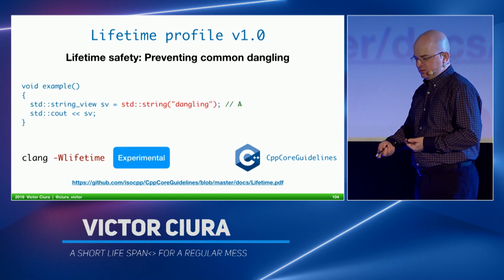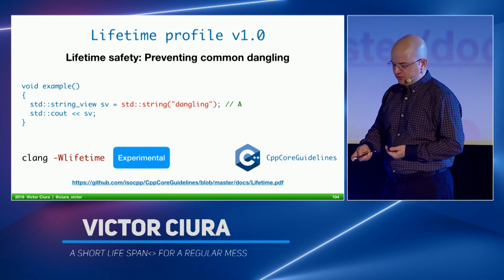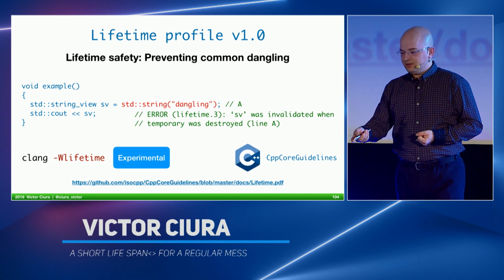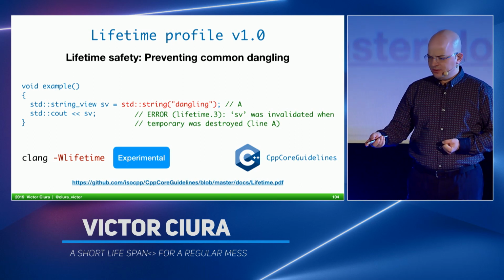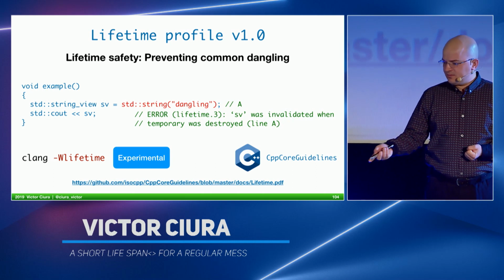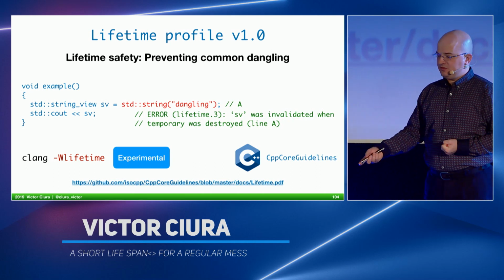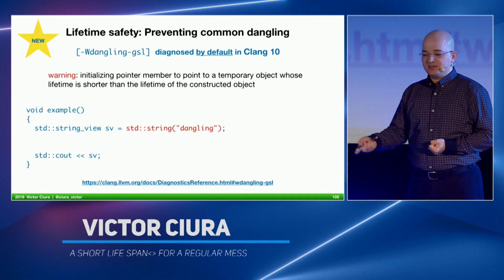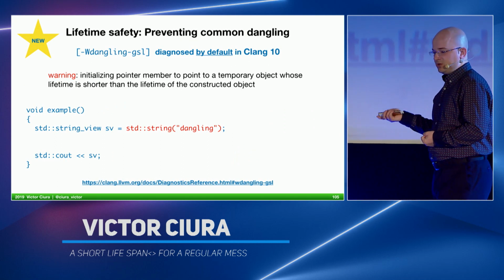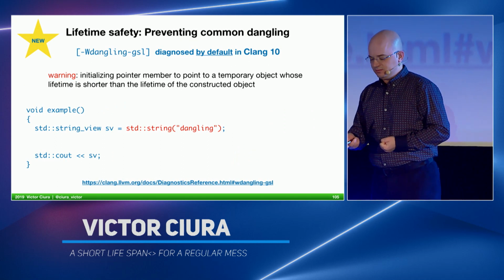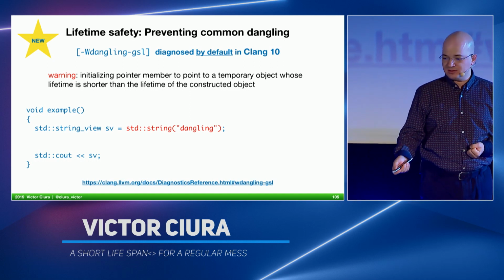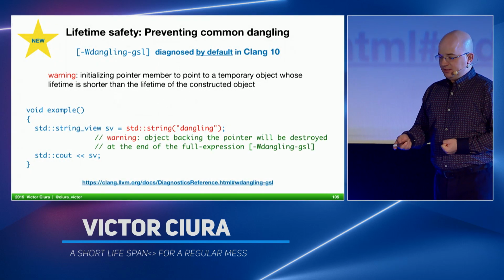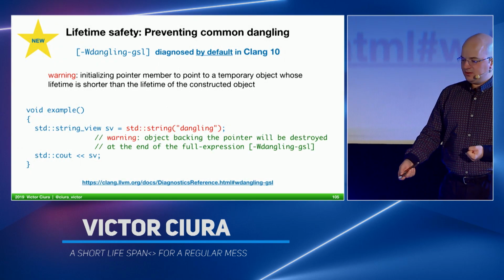For over a year now, I think, we had an experimental flag in Clang that would detect such usage and issue an error, or a warning, I don't remember exactly. It tells you that, for example, SV is invalidated when the temporary is destroyed on line A. And recently, in Clang 10 or Clang trunk, we have a default built-in diagnostic for this. The warning issued is dangling-gsl.